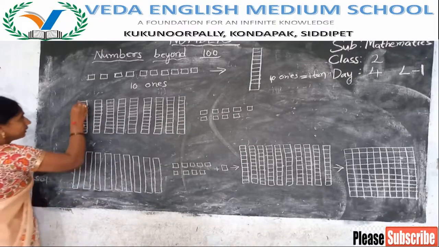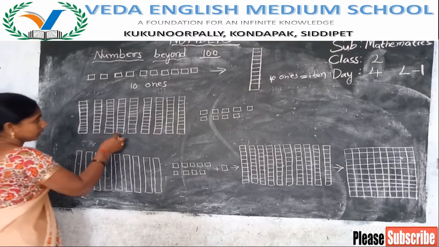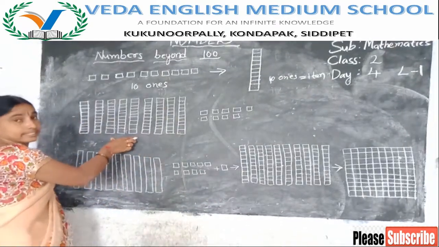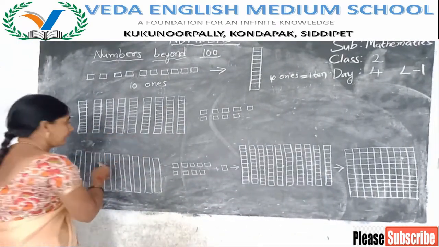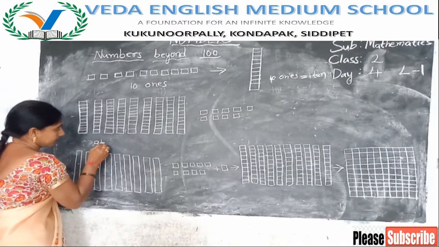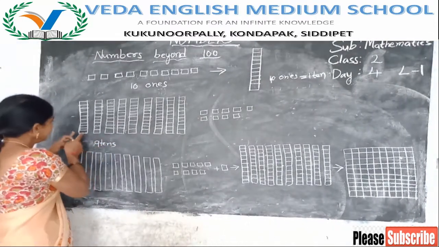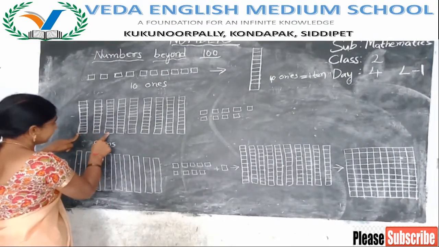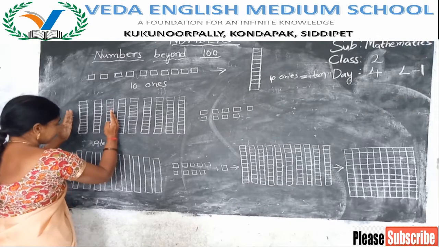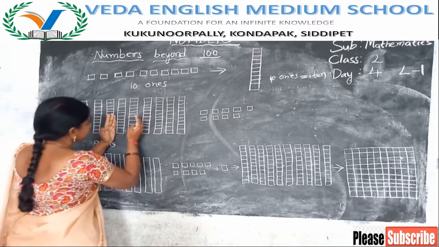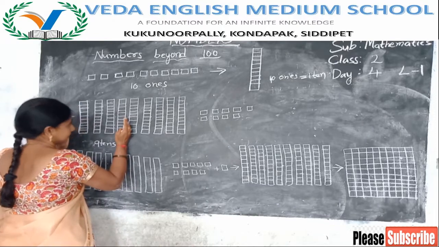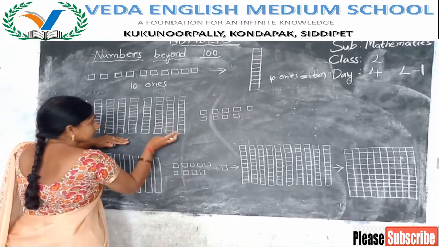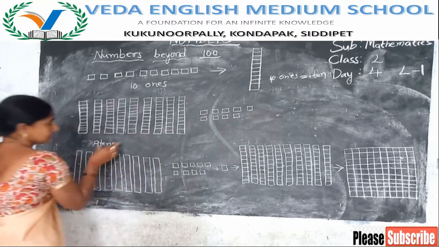Like that I draw here 1, 2, 3, 4, 5, 6, 7, 8, 9. 9 tens. 9 tens means 90. Here each sheet contains 10. 2 tens, 3 tens. 3 sheets contain 3 tens. 4 sheets contain 4 tens. Like that, totally 9 sheets here. 9 sheets contain 9 tens.